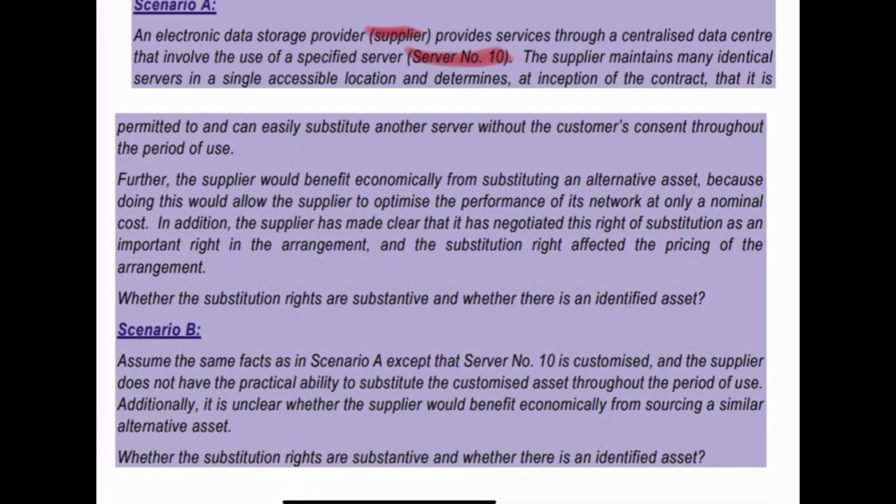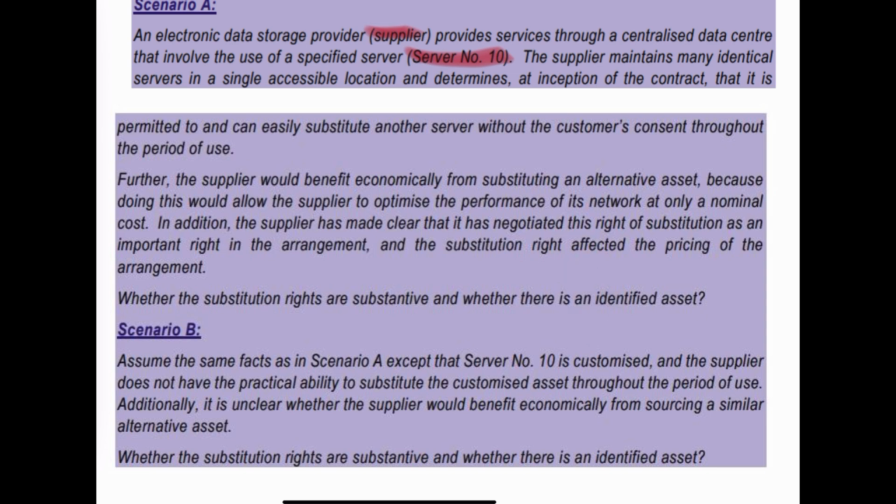And further, the supplier would benefit economically from substituting an alternative asset, because doing this would allow the supplier to optimize the performance of its network at only a nominal cost. In addition, the supplier has made clear that it has negotiated the substitution right as an important right in the arrangement. So in the agreement itself it is specified, and the substitution right affected the pricing of the arrangement.